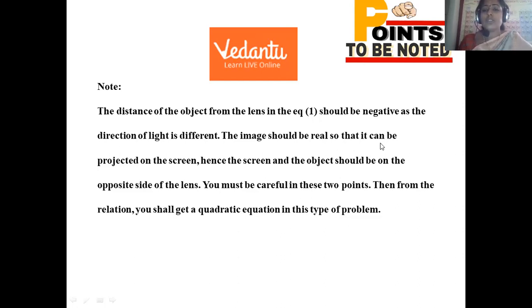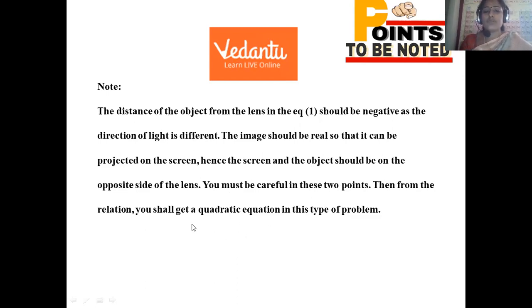The image should be real so that it can be projected on the screen. Hence the screen and the object should be on the opposite side of the lens. So screen is one side and the object is another side, so that screen value is taken as positive, object value is taken as negative. That's the reason why we are taking the negative sign for the object distance. So 1 by u value is taken as 1 by minus x.